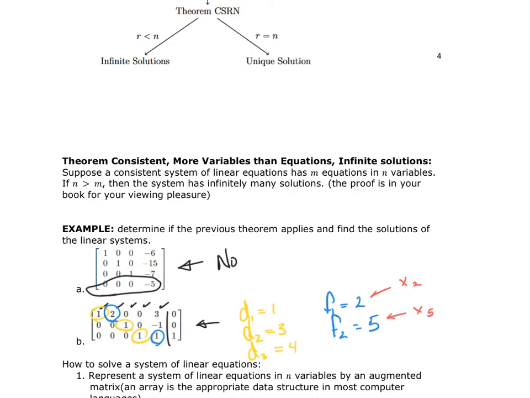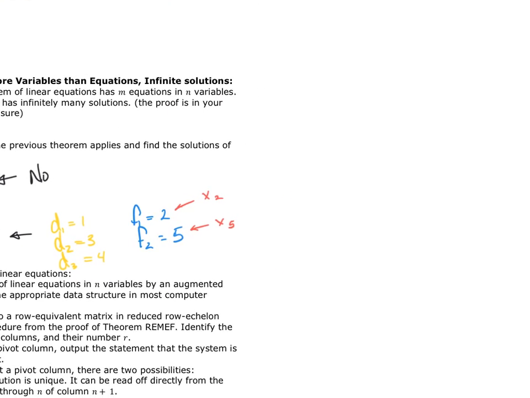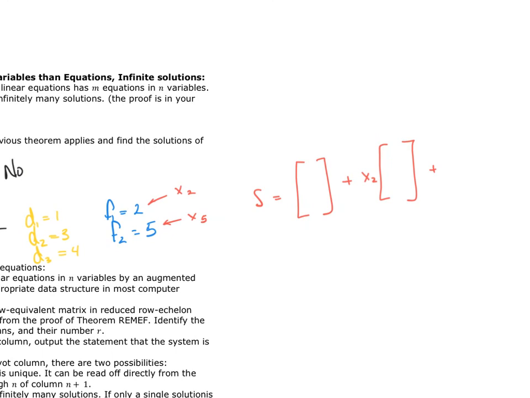What that tells me is when I go to find my solutions, I'm just going to move this over. I'm going to have my solutions here, and then I'm going to have something with my constants, and then I'm going to have my x sub 2 and the coefficients on the x sub 2, and then I'm going to have my x sub 5 and my coefficients on the x sub 5. So that's what that solution is going to be.